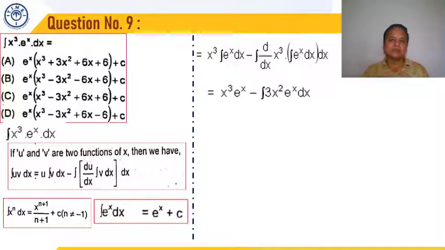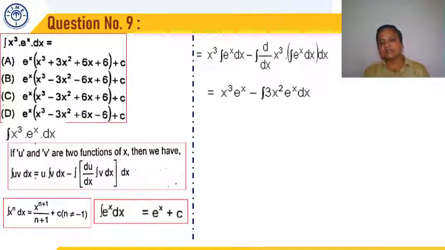So on simplification, the first part becomes x cube e to the power x minus differentiation of x cube, which is 3x square. 3 we can take outside, so it becomes x square, and integration of e to the power x is e to the power x, dx. We have to again simplify this. 3 comes out, x square e to the power x. So we have to again apply the same formula.